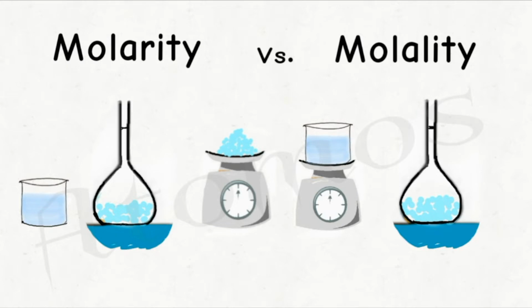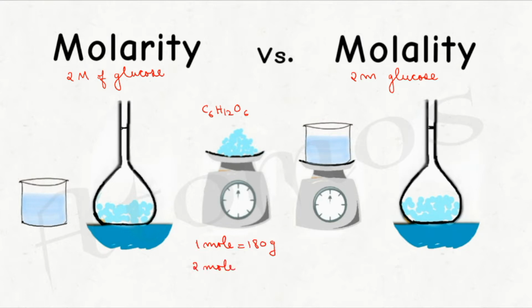To understand the concept better, we are going to prepare a 2 molar solution of glucose. At the same time, we will be preparing a 2 molal solution of glucose also. What will be the molecular mass of glucose? That is C6H12O6. 1 mole of glucose will be weighing 180 gram. If so, what will be the mass of 2 moles of glucose? That will be equal to 360 gram. So, to prepare a 2 molar solution of glucose, we will have to weigh 360 gram of glucose.